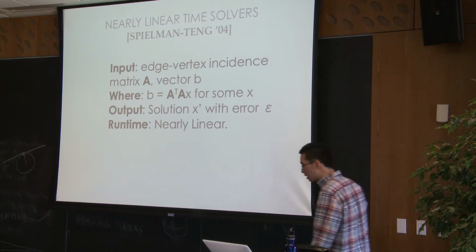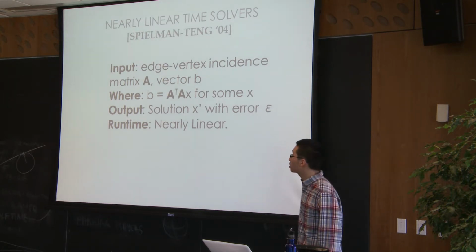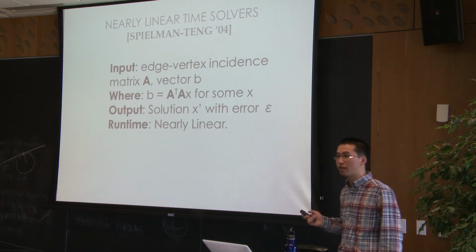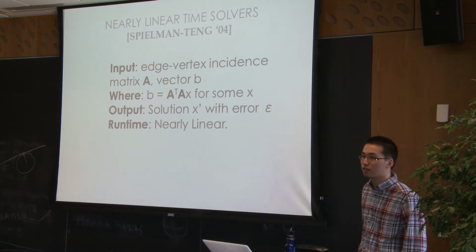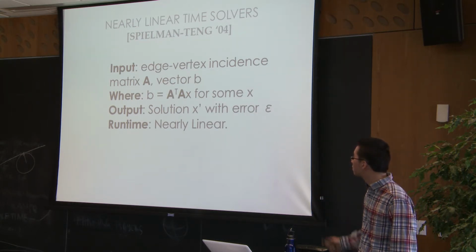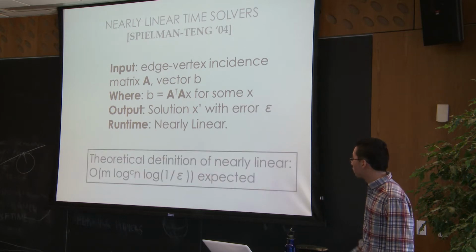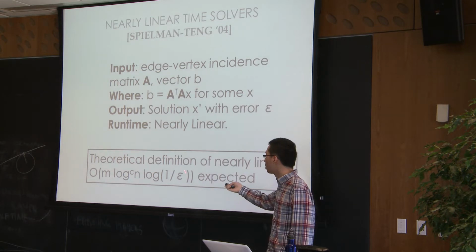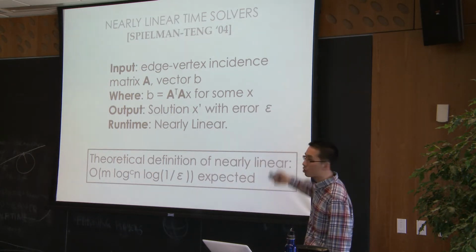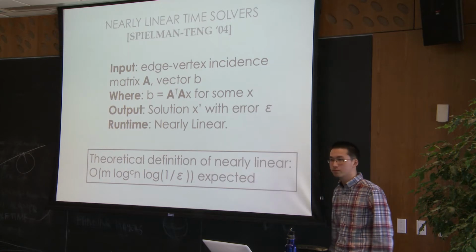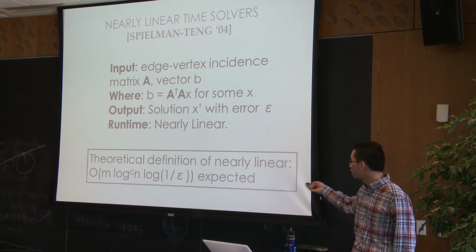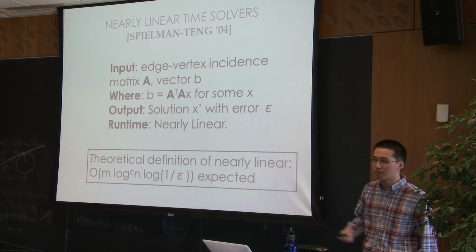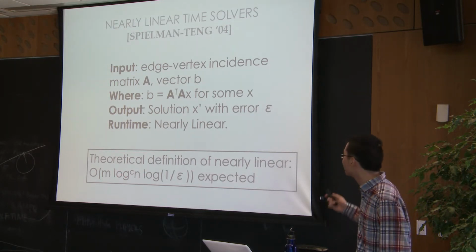So there was quite a bit of work on this starting in the early 90s, and this culminated in a result by Spielman and Teng, who showed that you can essentially solve systems, linear systems related to graphs, in time that's nearly linear in the size of the problem. So the theoretical definition of nearly linear running time is actually m poly log n times log 1 over epsilon. So notice that there is an epsilon error here, but the dependency on epsilon is fairly mild. But the bigger issue with this theoretical definition of nearly linear is that in theory, we think of any factor of log n to the power of c as essentially a constant.